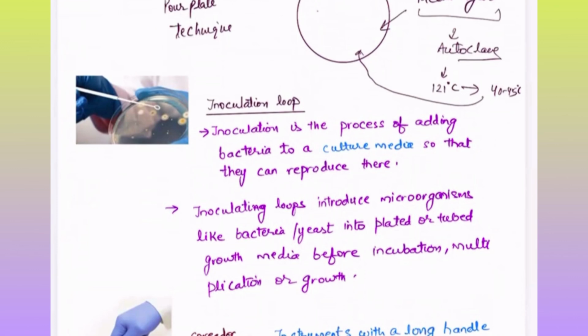This is how an inoculation loop looks. This is your bacterial plate. With the help of this loop, we can pick up a culture and put it in the liquid broth. So inoculation is the process of adding bacteria to a culture media so that they can reproduce there. Inoculating loops introduce microorganisms like bacteria and yeast into plated or tubed growth media before incubation and multiplication or growth.